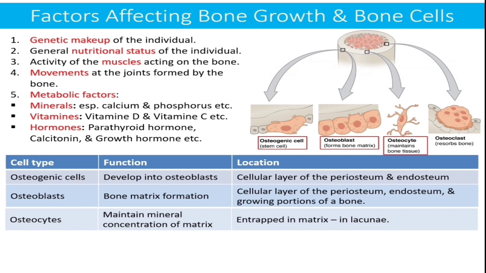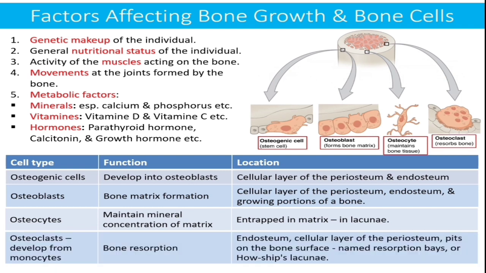Third group are the osteocytes. They are responsible for maintenance of the mineral concentration of the matrix, and they are entrapped in the lacunae among the matrix. Number four are the osteoclasts, which develop from the monocytes present in the blood. They are responsible for bone resorption and are present in the endosteum, cellular layer of the periosteum, and in the pits on the bone surface, which are named as the resorption bay or Howship's lacunae.